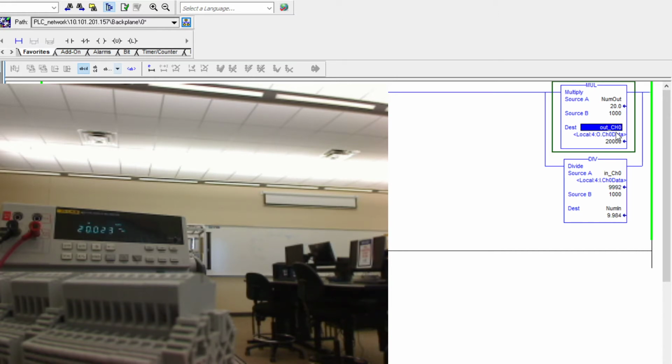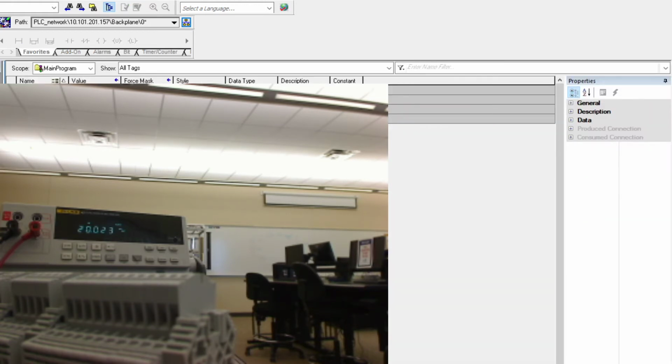You can configure it, and it'll store it in a floating point value, with the scaled values. But with these compact logics, they just read in integers. The analog card reads in an integer value. So again, let's look at the tags. We look at the tags, and the actual input and output cards here are just reading integer values. So then you have to use your math block to convert that into floating point real values.